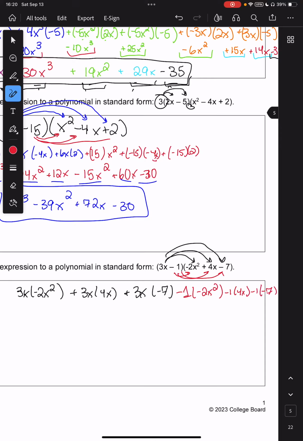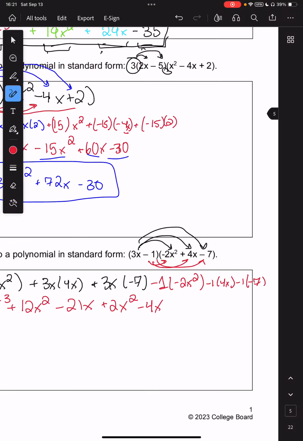So let's simplify our terms. 3x times negative 2x squared becomes negative 6x cubed. 3x times 4x becomes 12x squared. 3x times negative 7 becomes negative 21x. Negative 1 times negative 2x squared becomes positive 2x squared. Negative 1 times 4x becomes negative 4x. And then negative 1 times negative 7 becomes positive 7.